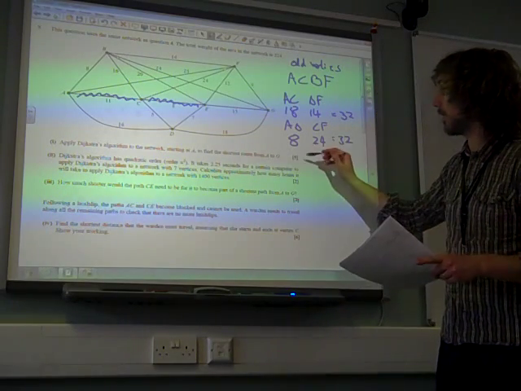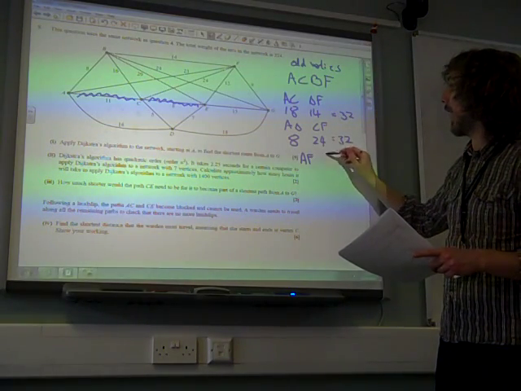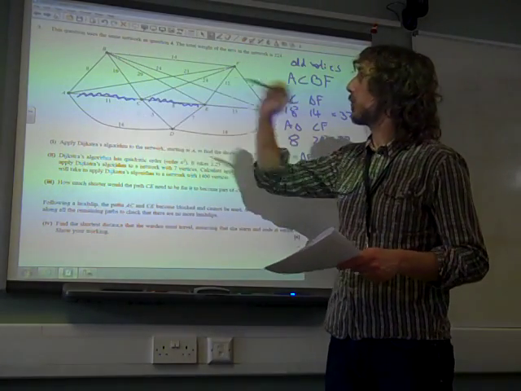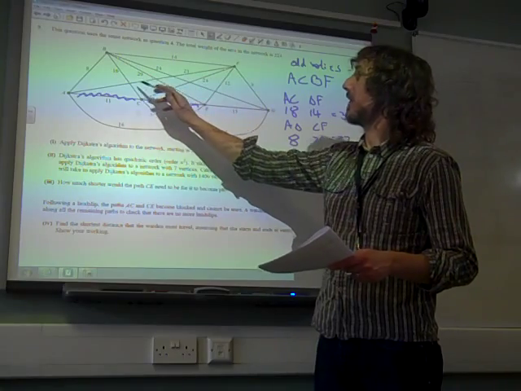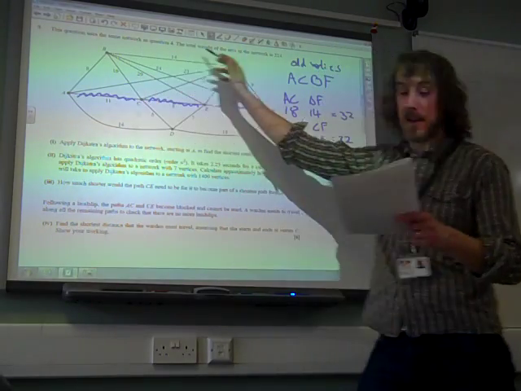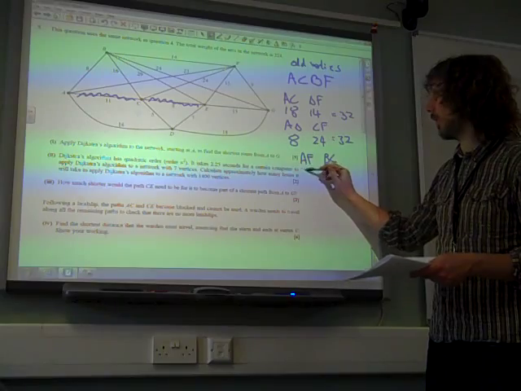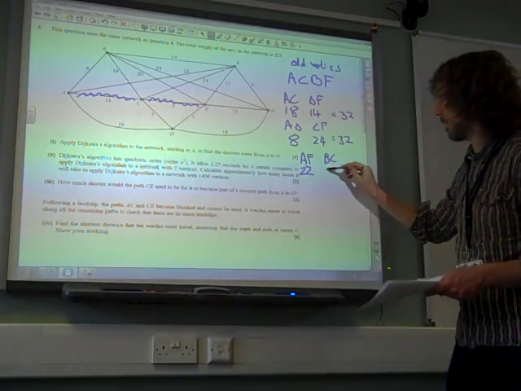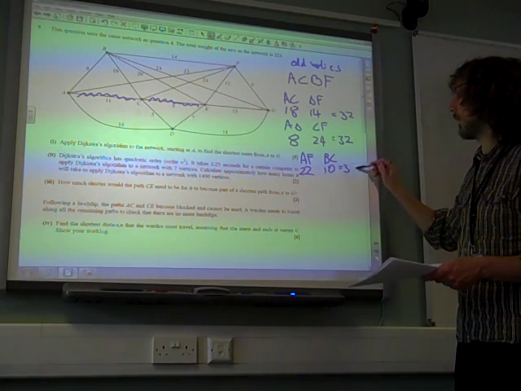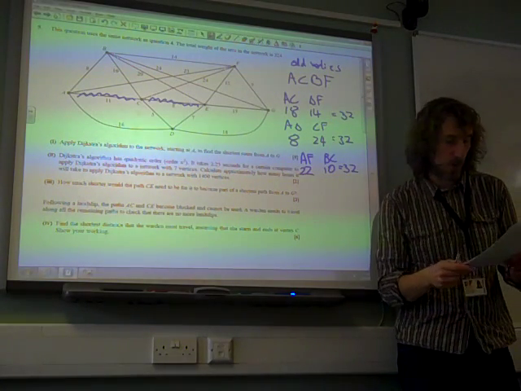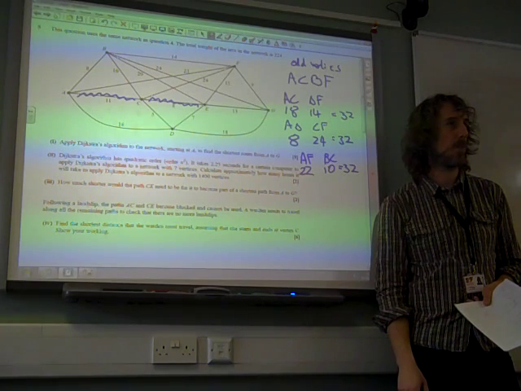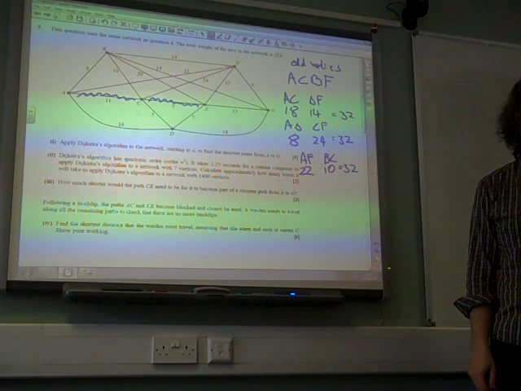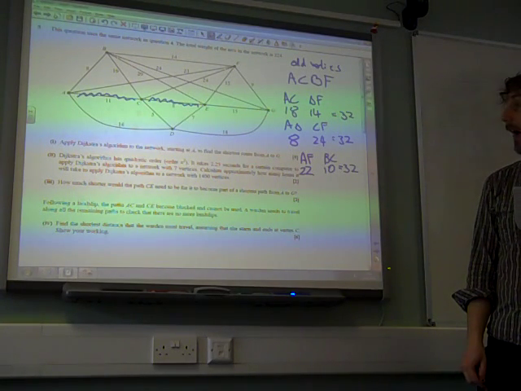Right, the last pairing, AF and BC. A to F, the shortest path is, well, it's not that 23, it's 18, it's 8 plus 14, so it's 22. And BC, shortest path is 10. So look what's happened. We got 32 out of all of them. So we choose the smallest pairing. And we need to add that on.